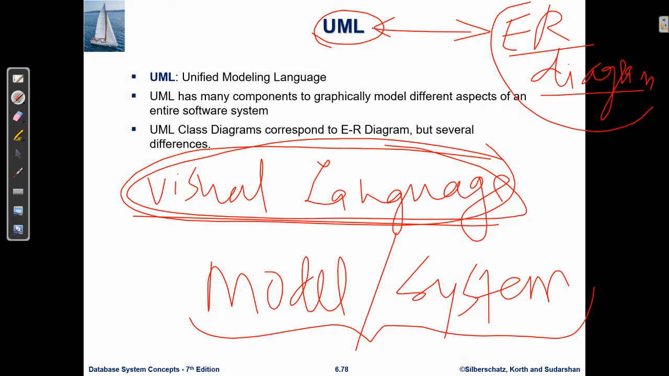Okay, now visual language, let me give another example. Now when a builder wants to build a building, it will first prepare the blueprint. Now when it prepares the blueprint, this blueprint can be in the form of a map, this blueprint can be in the form of a 3D model. Okay, now take an example of a 3D model.